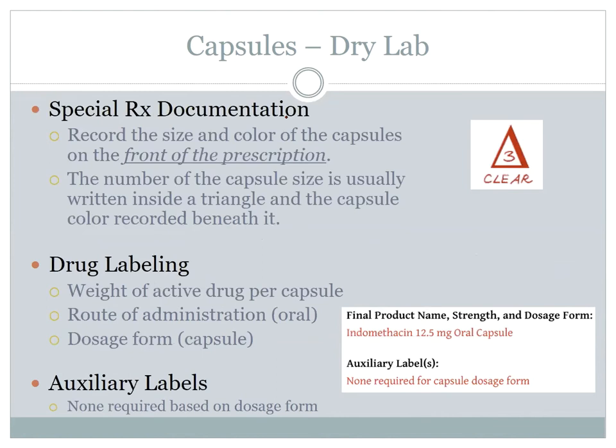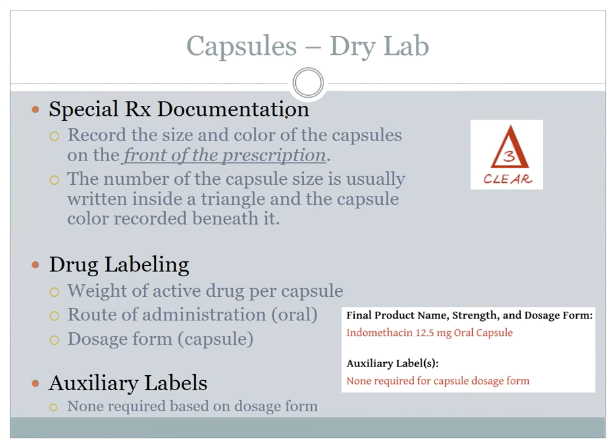The good news is the drug naming for capsules is easy. It's drug name and strength and dosage form. So just like a normal prescription might be Prozac 20 milligram capsules, in this case, we made indomethacin 12.5 milligram capsules. The only thing I want you to do for me is, since these are compounded capsules, you need to say oral capsule, because pharmacists can compound vaginal capsules. We can compound otic capsules to be used in the ear. It's not always just oral capsules that we compound.